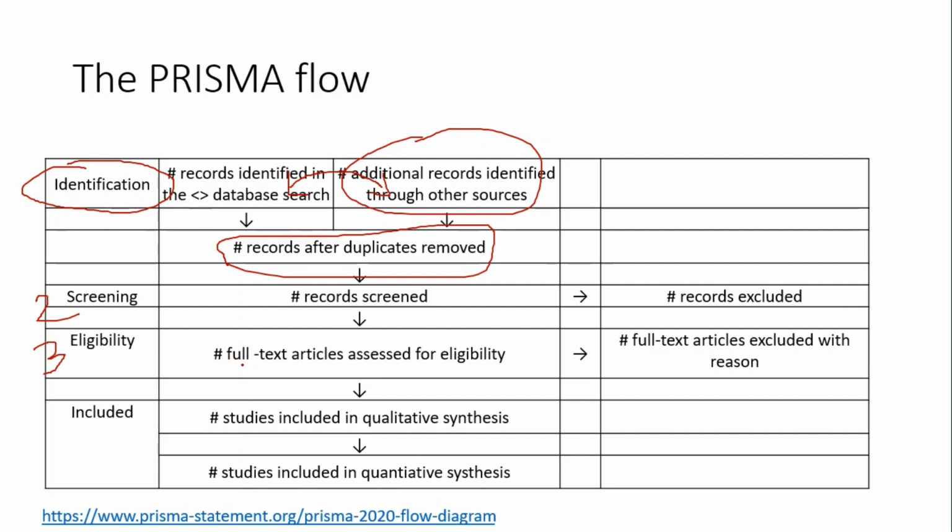In the eligibility, you have to tell the number of full text articles assessed for eligibility. Okay, so here after reading abstracts, when you excluded certain papers, what was the number of full text that you have read? However, after reading full text, you might reduce the pool further because you think that the abstracts were deceptive, they were not really representative of the entire article.